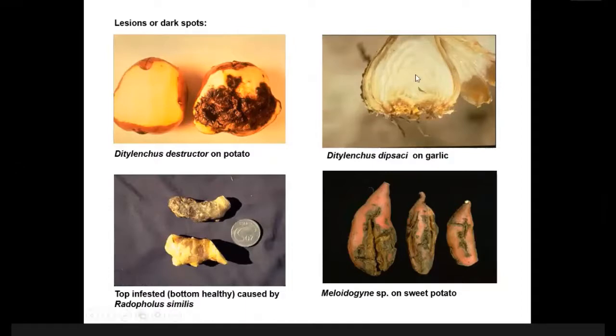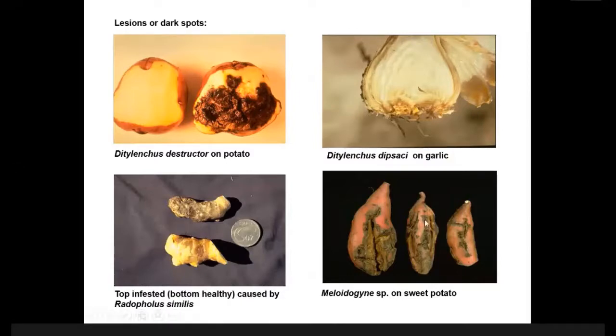And this is the dissected onion. You can see here another species of Ditylenchus we call Ditylenchus dipsaci. You can see here onion and garlic. Both onion and garlic are infected. You can see here the stem region is already damaged and the top infested. You can see here the top region. This is the top of ginger, for example, is infested, but the bottom looks healthy, and it is caused by the fungus Rhadophilus civilis.